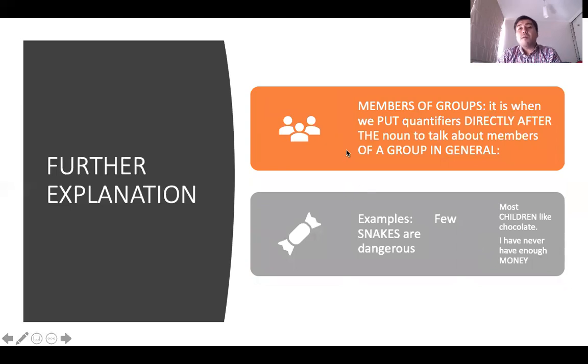Now, when we talk about members of groups, it is when we put quantifiers directly after the noun to talk about members of a group in general terms. For example, few snakes, most children. I have never had enough money.